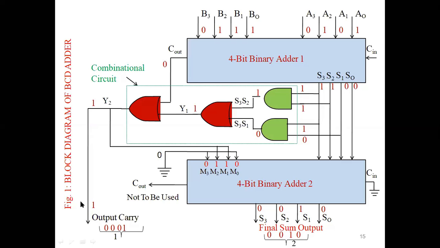So see here, how do we get plus 6? The y2 value is nothing but we will go to which positions? The M2 position and M1 position, right? And by default we have to pass 0 from the ground level, that is M3 and M0. So then the value is 0 1 1 0. Is this statement clear?